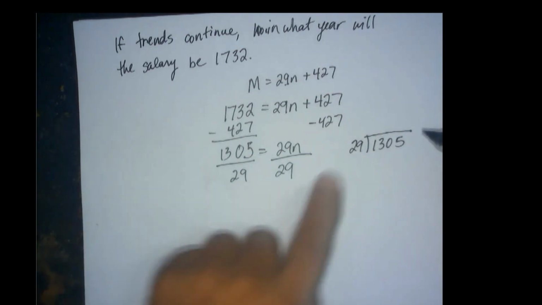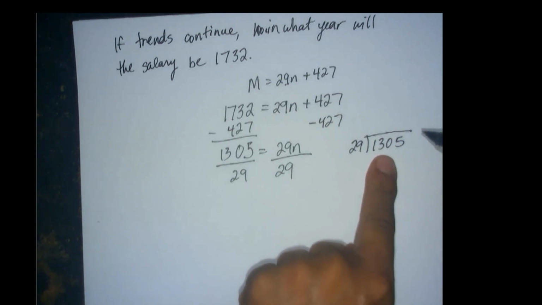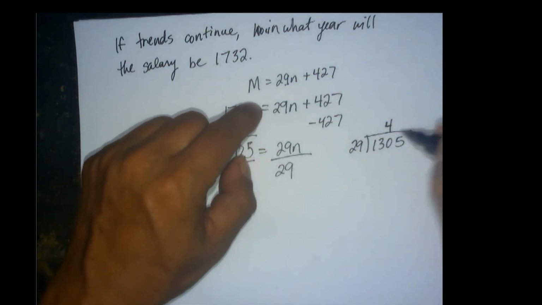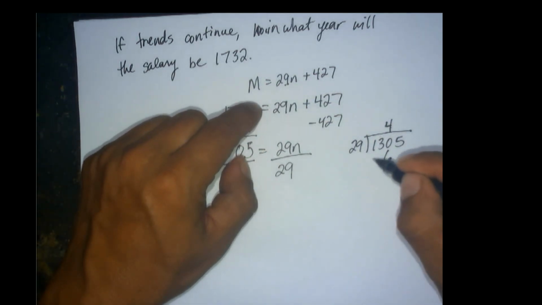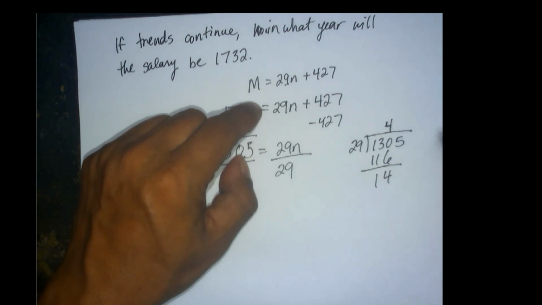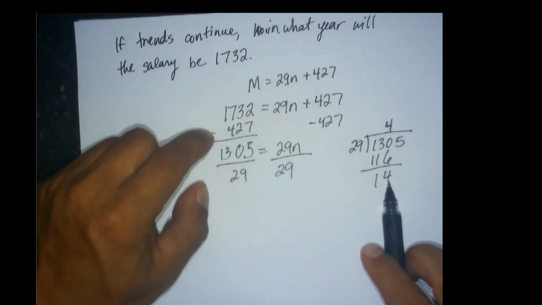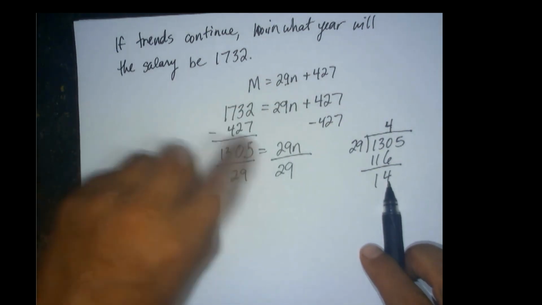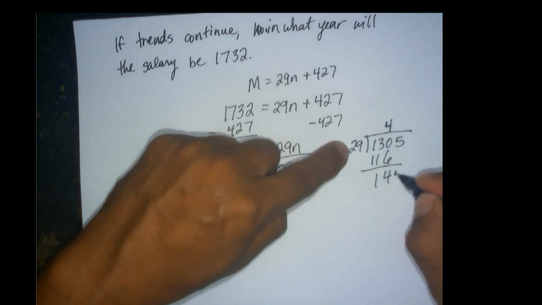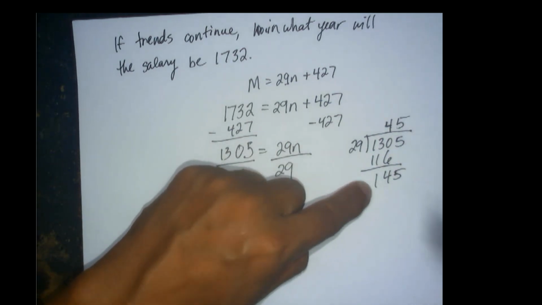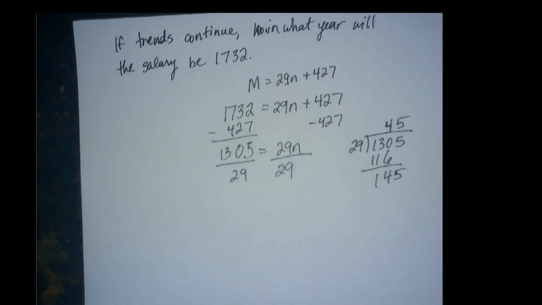Okay, well, 29 goes into 130 about 4 times. I'm going to estimate about 4. Right. So 4 times 9 is 36. That's 116. How do I know that 4 is right? Oh, because it's not over 29. Very good. All right, now I'm going to divide 29 into 145. That one's easy. That's 5. So, is the answer 45?